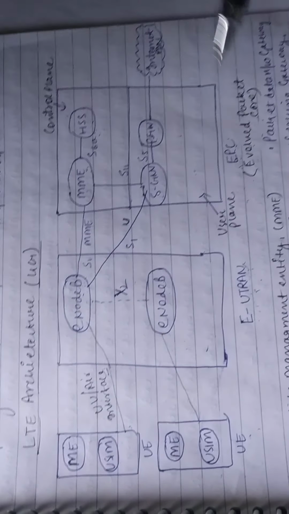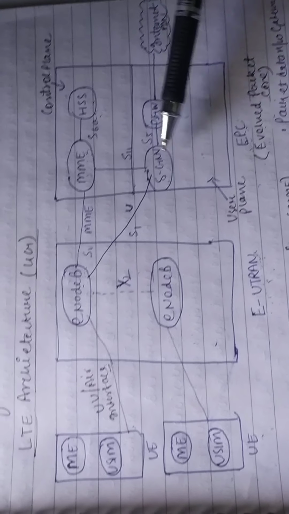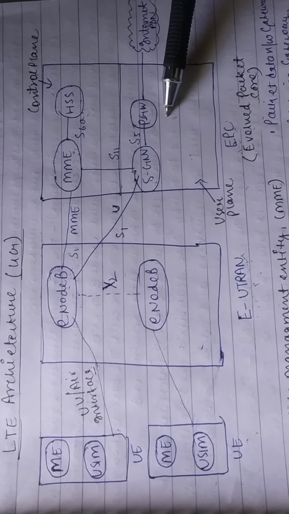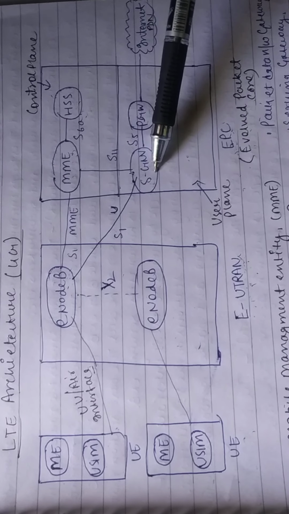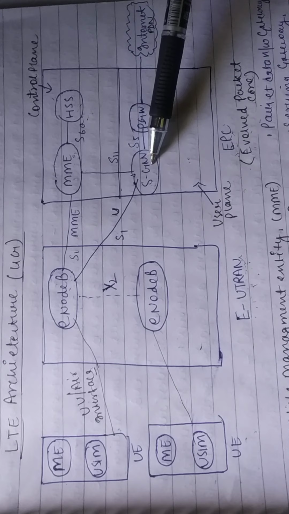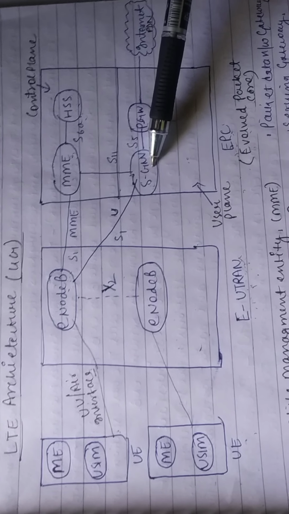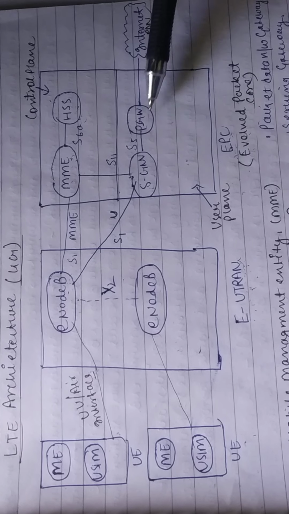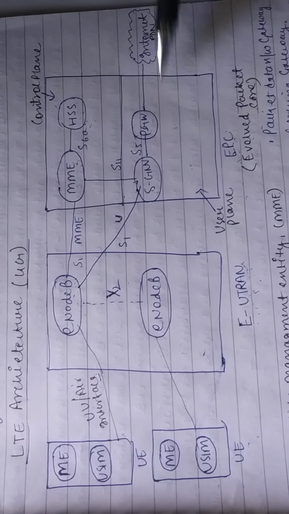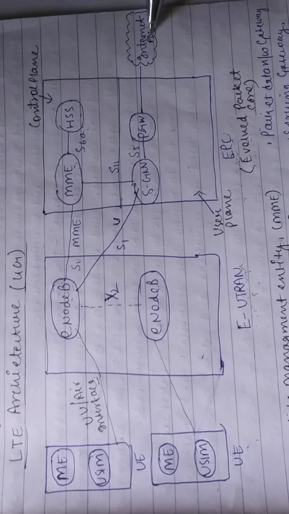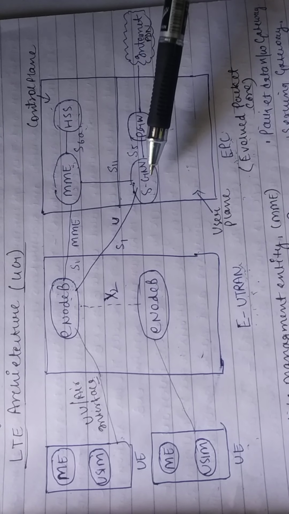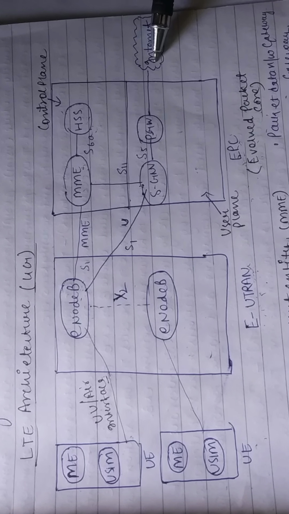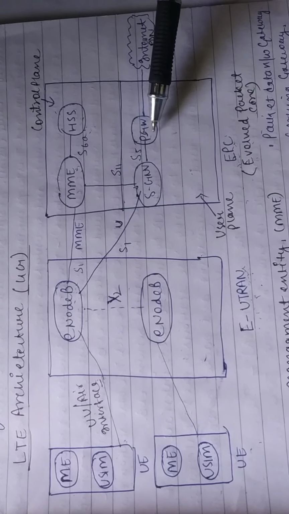In the user plane we have the SGW and the PGW. SGW is the same as the SGSN in the UMTS system, which we have discussed. And the PGW is just a window to the internet. Here we are getting the internet access, that is the packet data network. When the signal is here, it goes to the internet, and this is just the window for that.